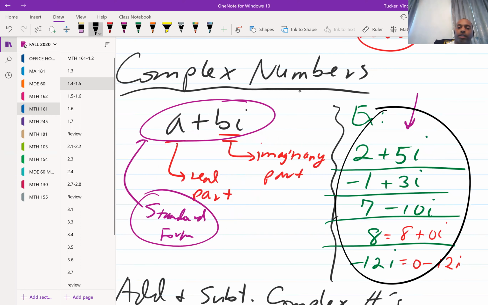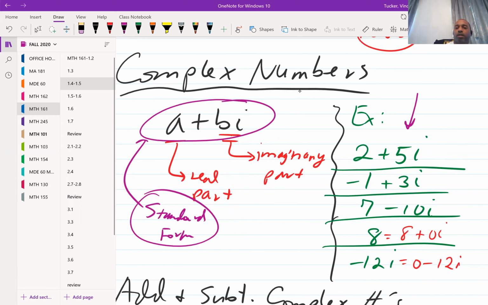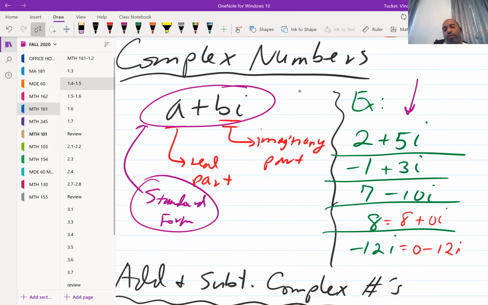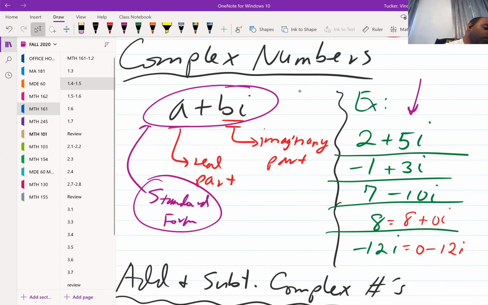Over here in green are just examples of complex numbers. 2 plus 5i, negative 1 plus 3i, 7 minus 10i. The number 8 itself could be considered a complex number. That's 8 plus 0i. Or negative 12i is also a complex number because you can write 0 for your real part, then minus 12i for your imaginary part. All right, any questions?